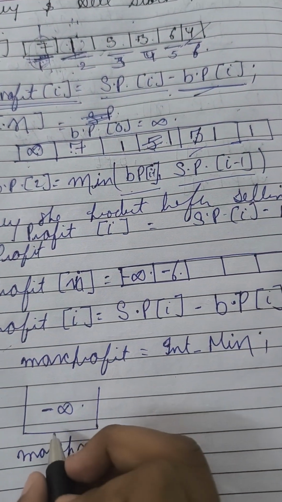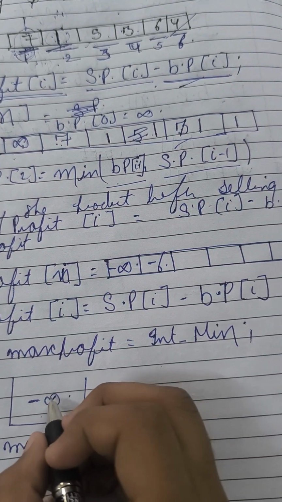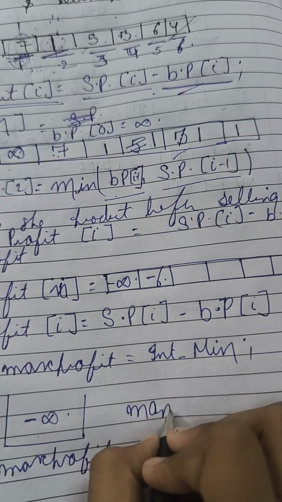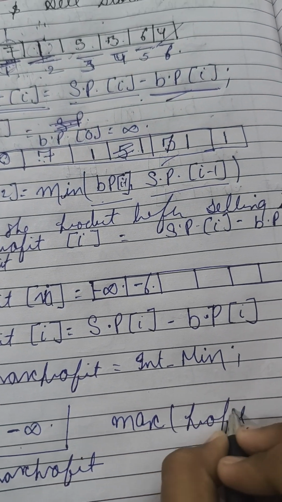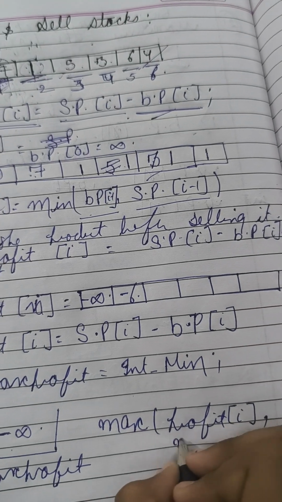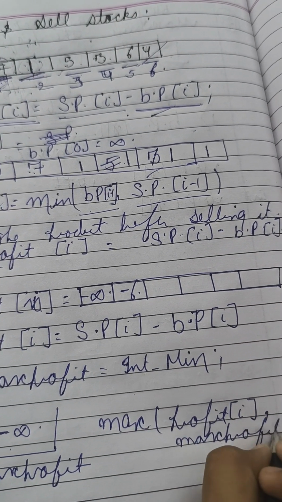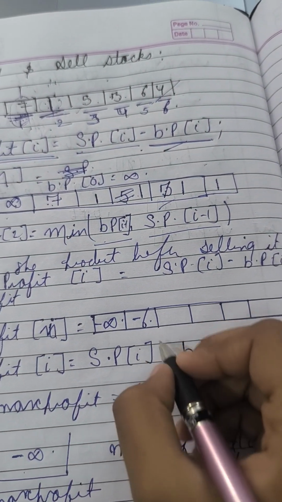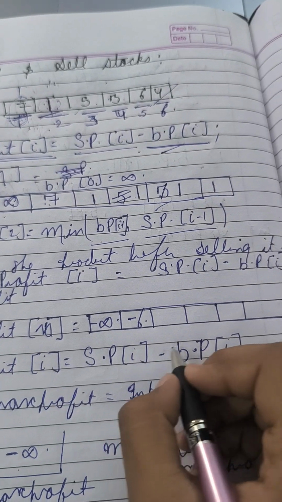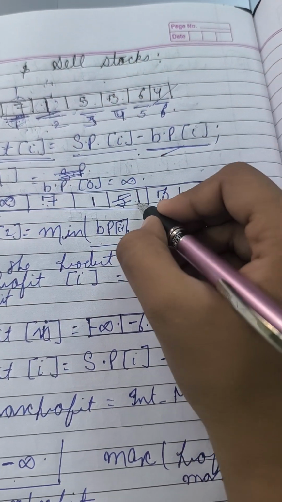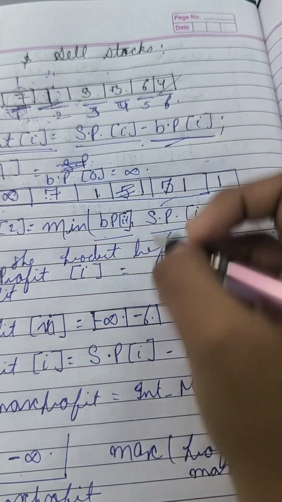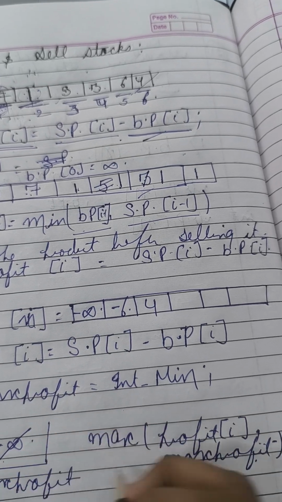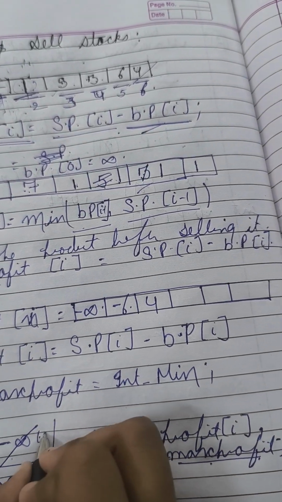So it is comparing maximum profit and profit, what is maximum over here. Because in maximum profit we will keep the maximum of profit of I, comma, maximum profit. So minus infinity and minus 6, it is going to be minus 6. Now selling price of I minus buying price of I. So now for 5, it is 5 minus 1, it's 4. Now the maximum profit is going to be the maximum of profit and the maximum profit which was earlier stored. So now it is going to be 4.